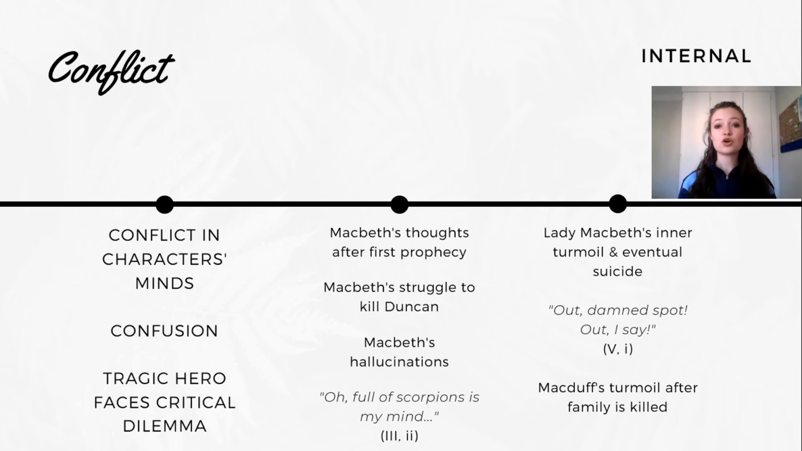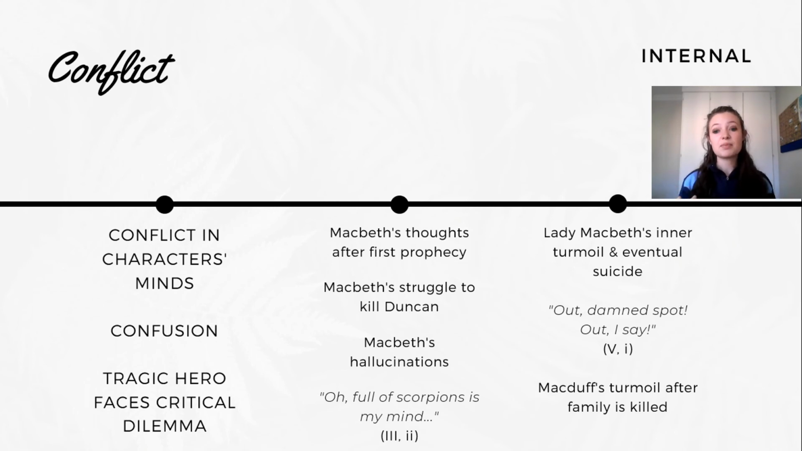There is also internal conflict that happens in the characters' minds. It's conflict in their mind, it's confusion, and very often the tragic hero is faced with a critical dilemma. Macbeth is faced with dilemmas left, right, and center and always chooses the wrong option. We see Macbeth's thoughts after the first prophecy when he hears he's going to be king and the internal conflict happening there. Macbeth's struggle to kill Duncan, as well as Lady Macbeth's struggle to go through with having Duncan killed. Macbeth's hallucinations, where he says in Act 3, Scene 2, "Oh, full of scorpions is my mind." Beautiful quote to prove that there is internal conflict.